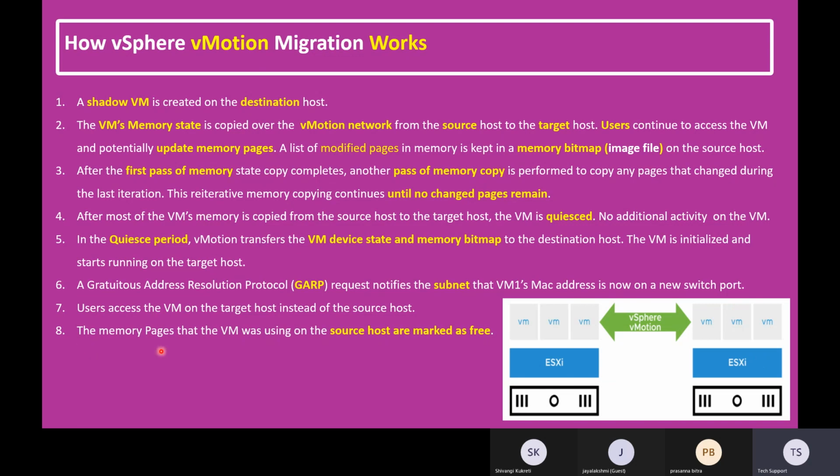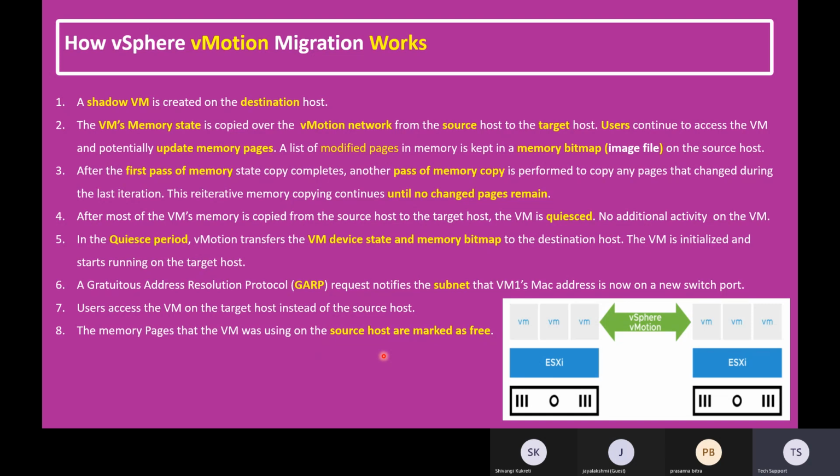And the memory pages that the VM was using on the source host are marked as free. Let's say here the virtual machine is running with 4 CPU and 4 GB memory. That 4 CPU and 4 GB memory resource will be freed on ESX1, and that 4 CPU 4 GB resource will start being consumed from the destination host. That is the last point. Now again, the memory bitmap is the main key point in our vMotion migration scenario.